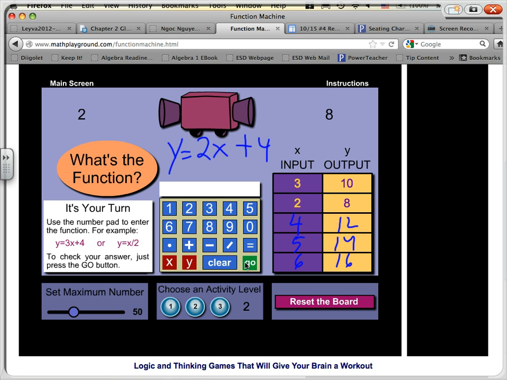3 times 2 is 6. 6 plus 4 is 10. 2 times 2 is 4. 4 plus 4 is 8. 4 times 2 is 8. 8 plus 4 is 12. Oh, it works. So guess what? That is the definition of your machine.